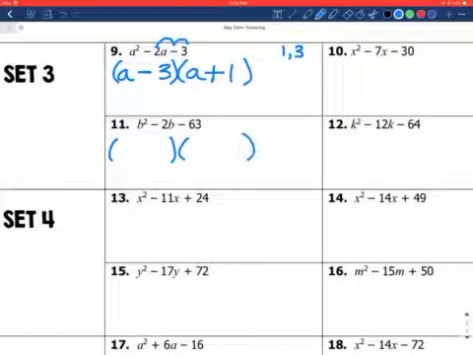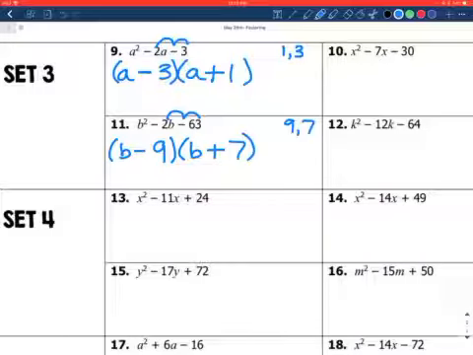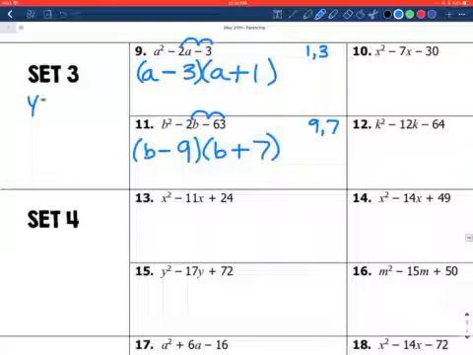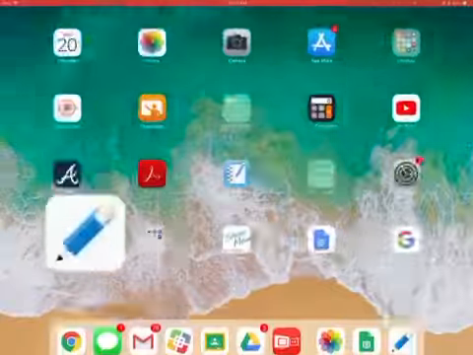And for number 11, two sets of parentheses. Drop your first sign. Second sign tells you they are different. Factors of 63 that will subtract to give you 2. Hopefully you know that just 9 and 7 multiply to give you 63, and they do subtract to give you 2 as well. You can always go into your calculator and type in y equals.